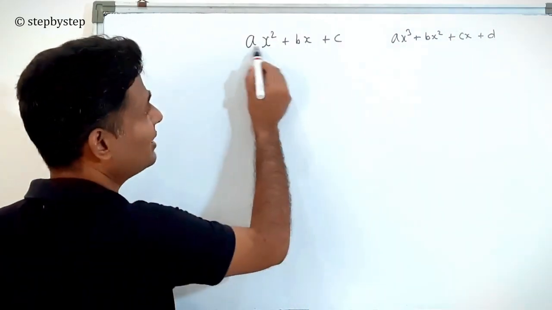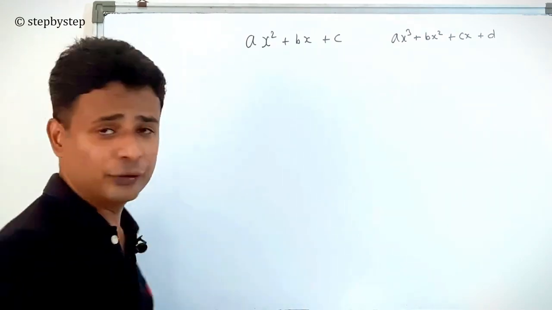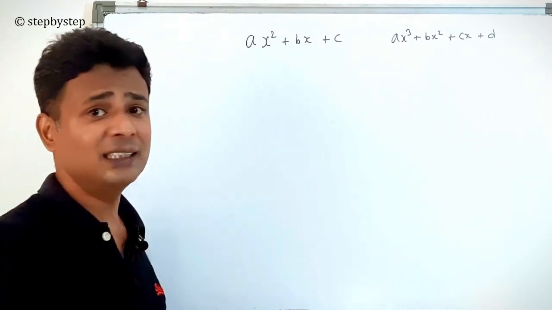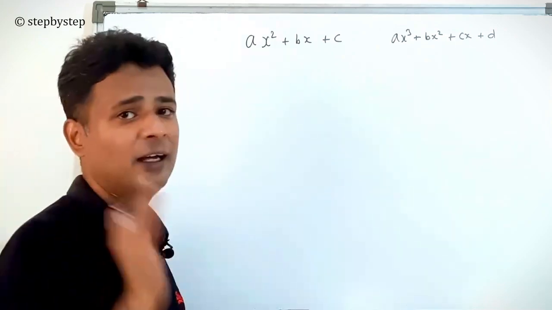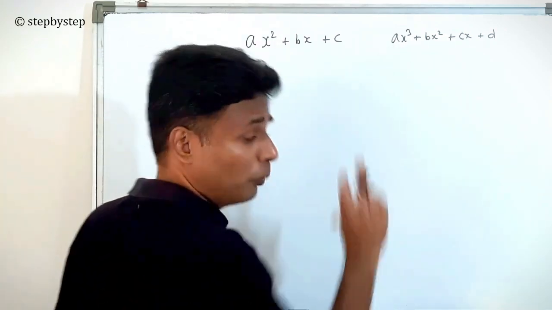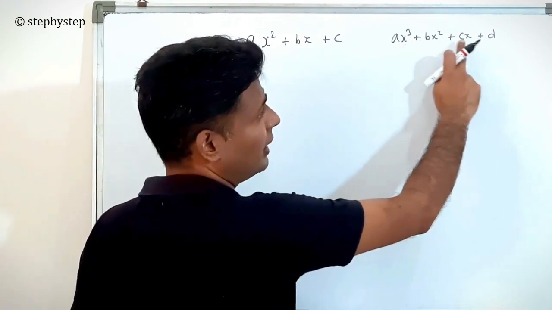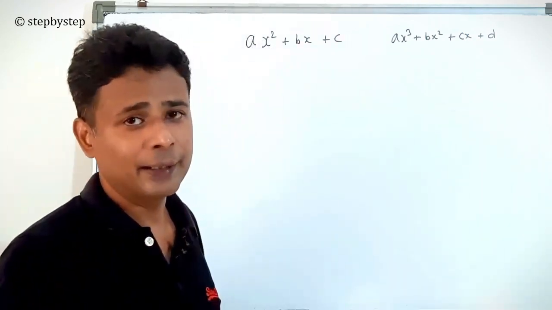What does it mean? a is the coefficient of x². Whatever is there with x², this is the coefficient. b is whatever is there with x, b is its coefficient, and c is the constant, whatever is remaining. Similarly, in a cubic polynomial, a is the coefficient of x³, b is the coefficient of x², c is the coefficient of x, and d is the constant.